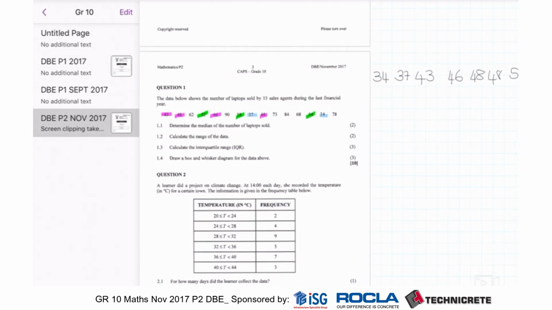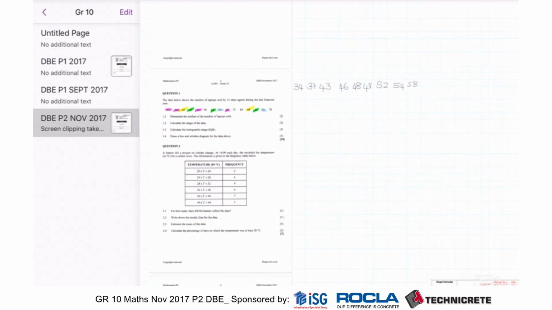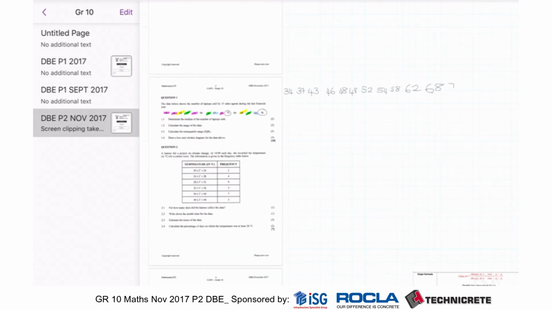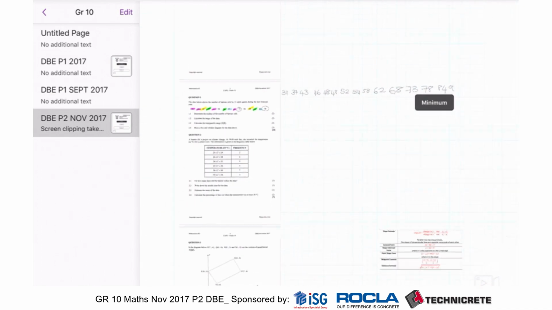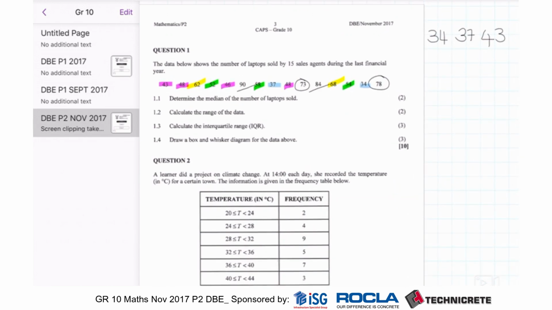Of the 60s, 62, 68. The last couple of ones that we've got, 73 and 78. And then we've got the last two, which is 84 and 90. It's quite a long line. Okay, so now we've got all our numbers.